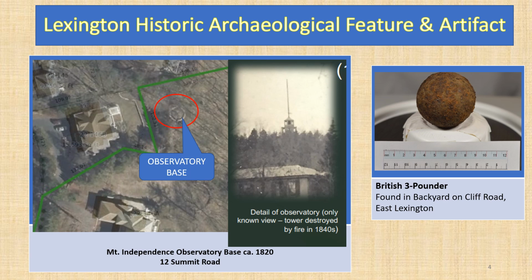Evidence of such an action was discovered in a backyard on Cliff Avenue in East Lexington. The 3-pounder pictured here is from the heights of Cliff Avenue, which overlooks Mass Avenue, the road the retreating British took with their light field artillery.